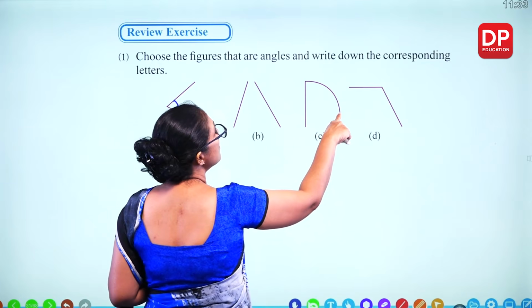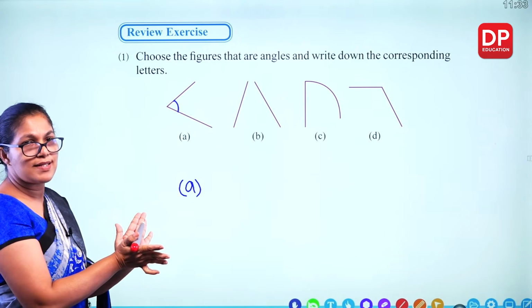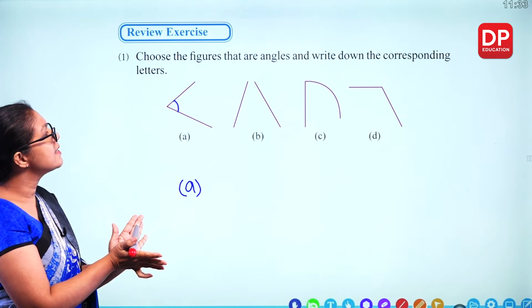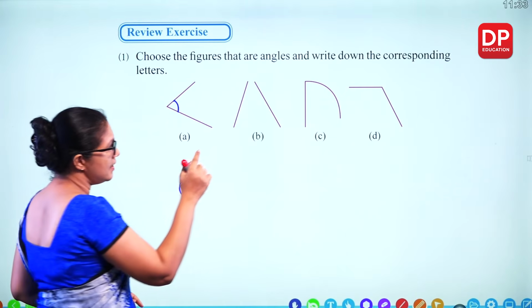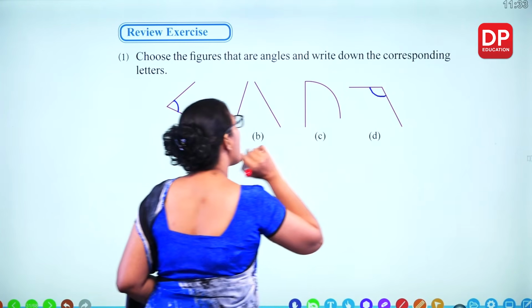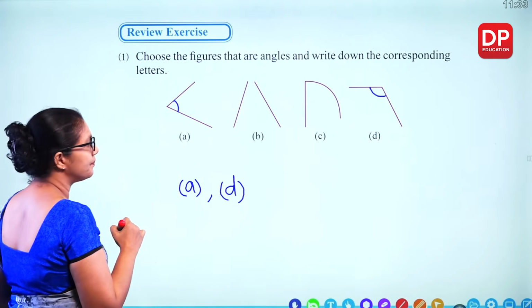Here, this is a curved line. The two straight edges connecting, we get the angle. So C is not an angle. D is an angle here. That's an obtuse angle. So A and D are angles.